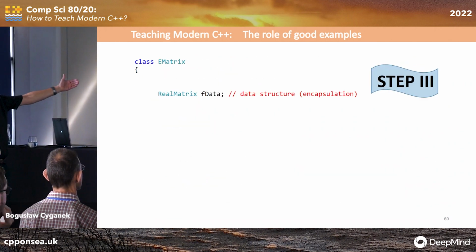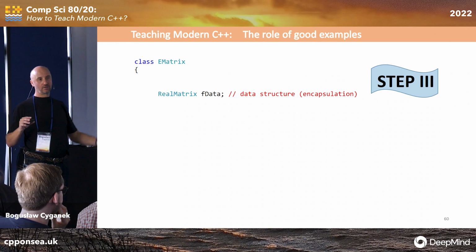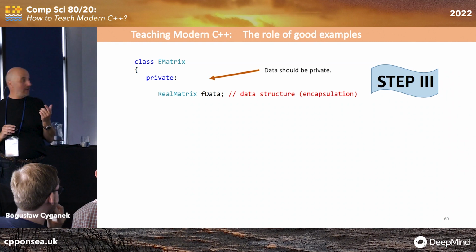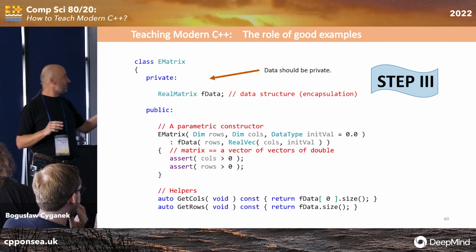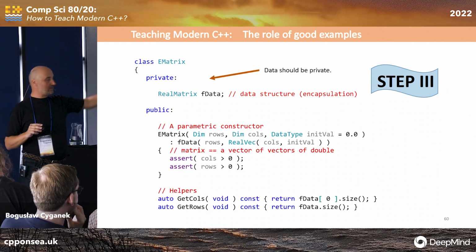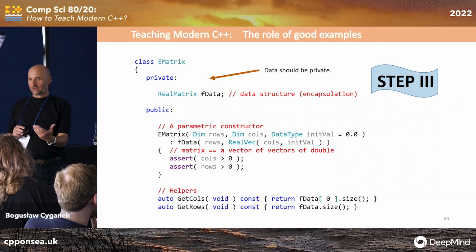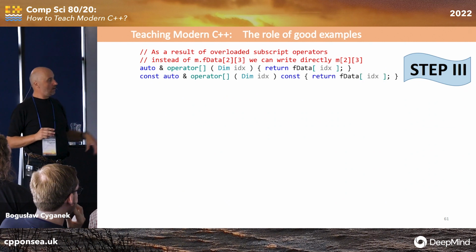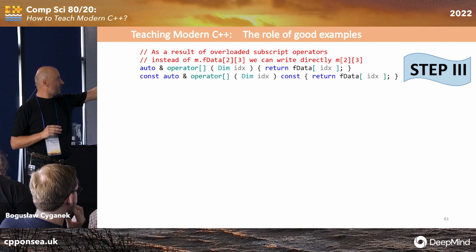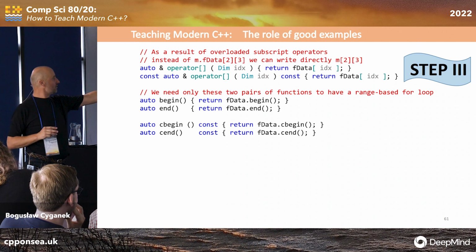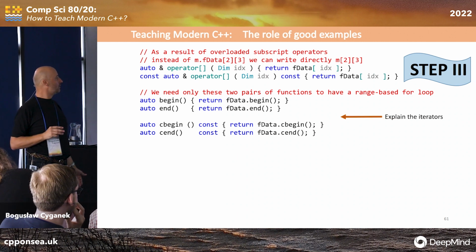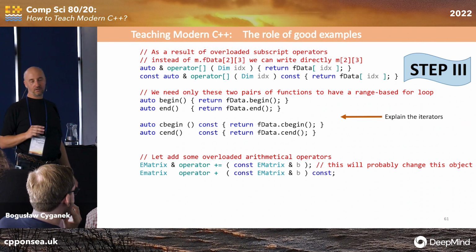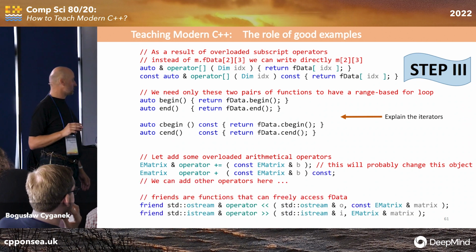And the third version is a fully fledged class. So what does it mean? The data will be private. Explain why private data. This is the same, but data is private, so I cannot access my data quite easily. So what I need to do is overload some operators, subscript, another subscript, const, begin, explain the iterators at this point, explain the other overloaded operators, and so on.